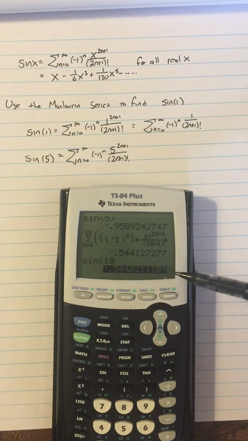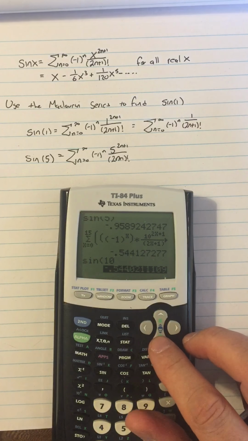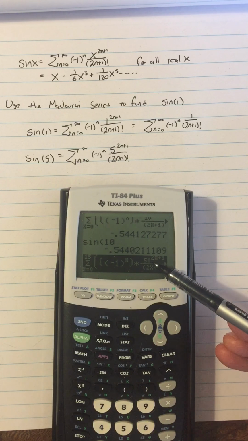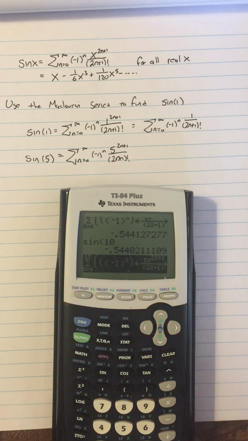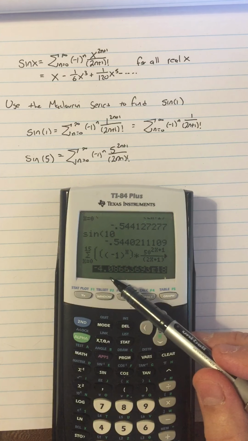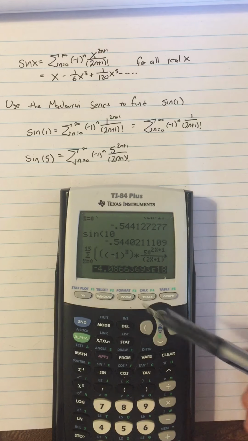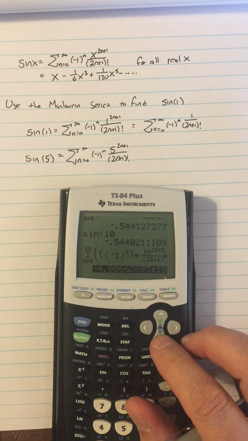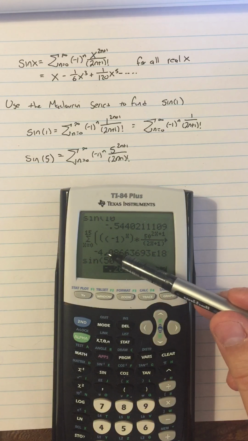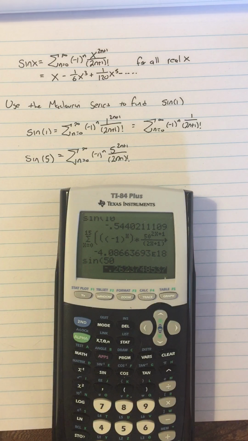But what's really happening is as I get farther from 0, it's going to take more terms of the series. If I get really far from 0, here's using 50 for the x, the sum gives me negative 4. Well, sine can't be negative 4. That's totally wrong. I didn't even have to look at the sine of 50 to know that it's not going to be negative 4, because sine of 50 can't be negative 4.